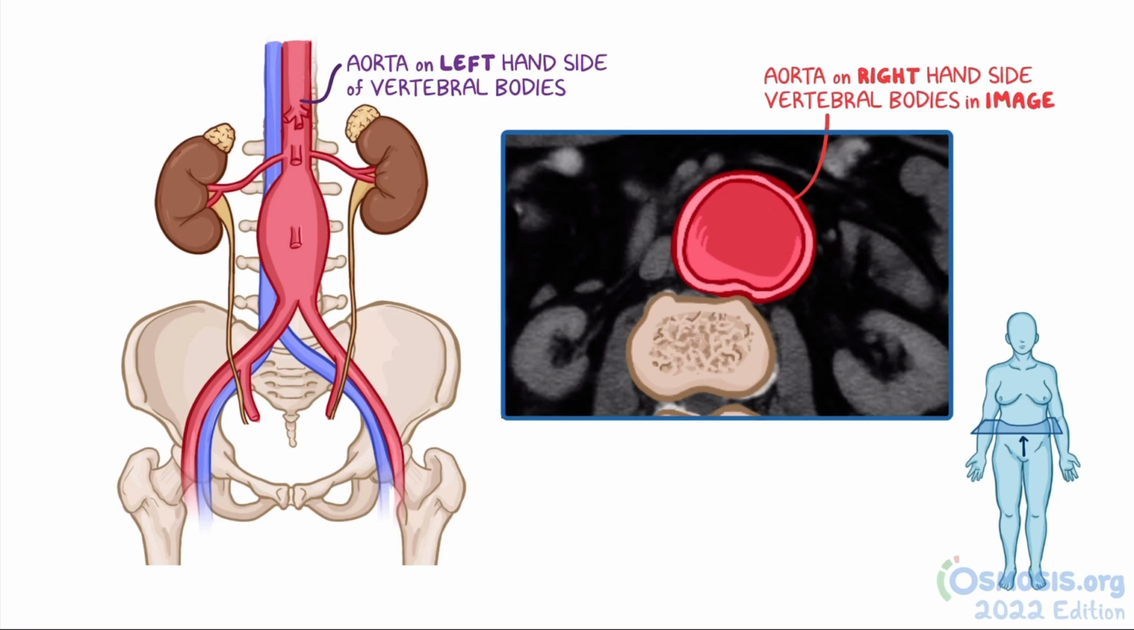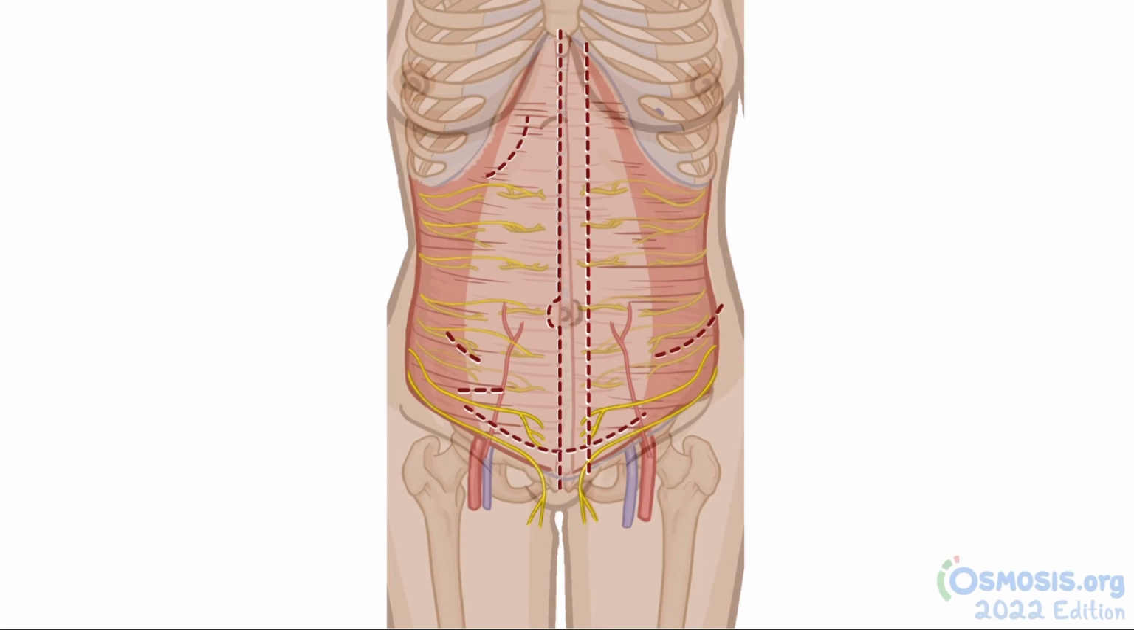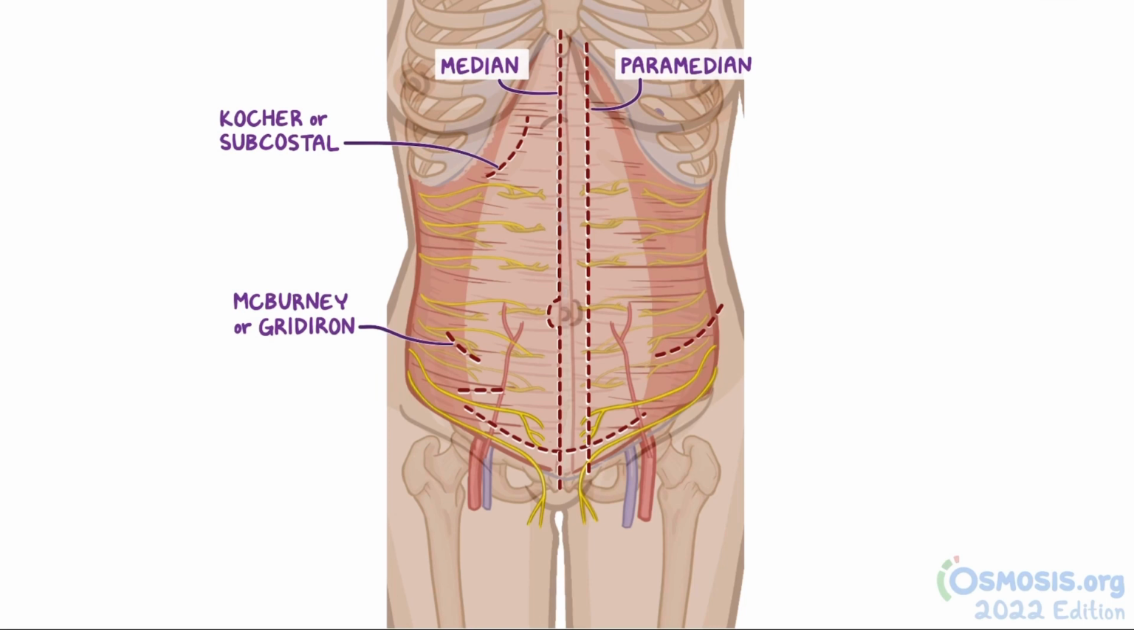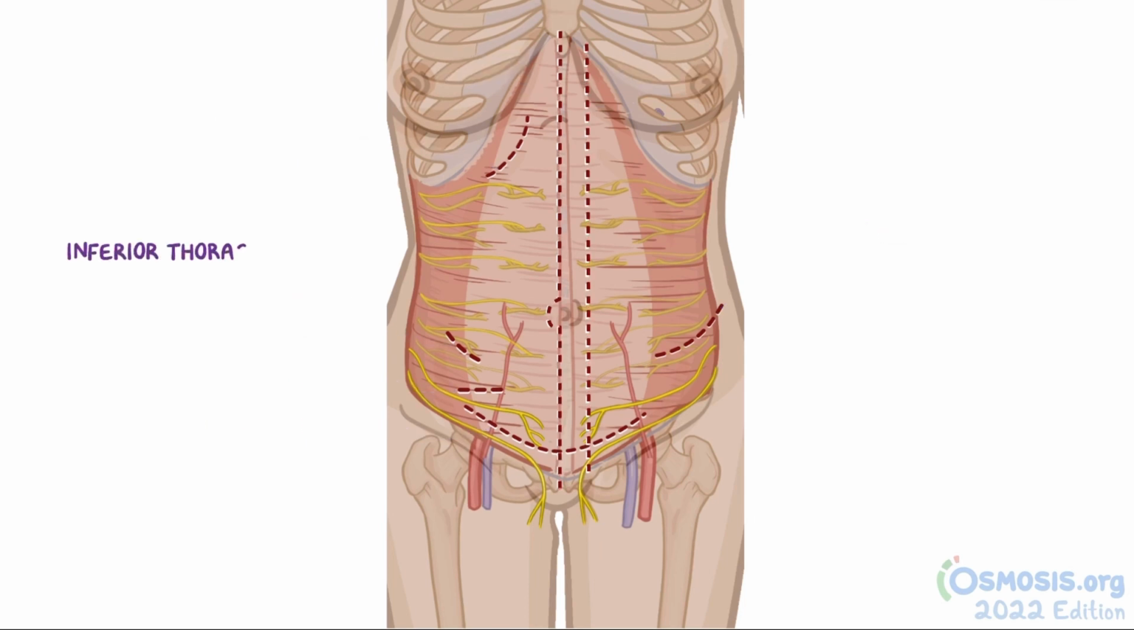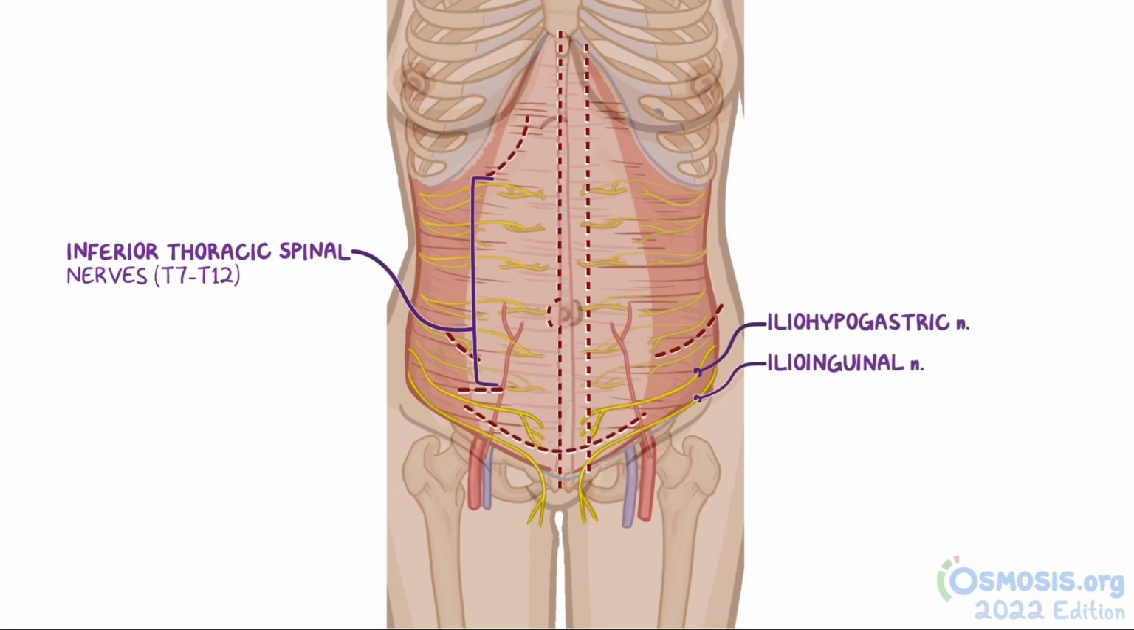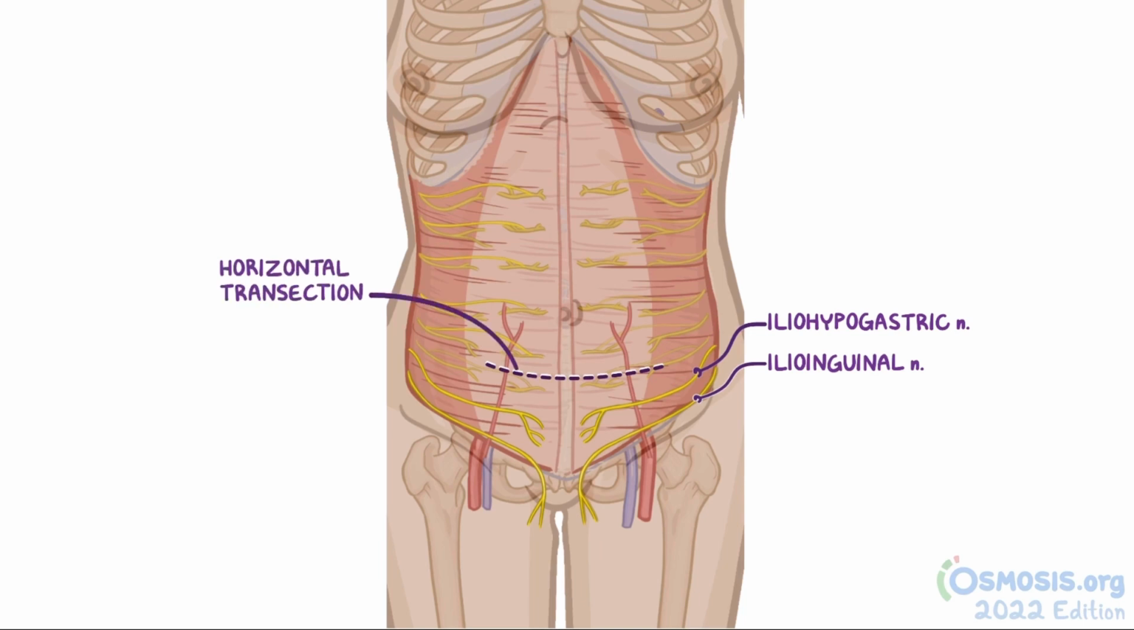Alright, as a quick recap, different surgical incisions are used to access the abdomen for different surgical procedures. These include the Kocher or subcostal incision, median or paramedian incision, the McBurney or gridiron incision, as well as the Lanz, Pfannenstiel, and Rutherford-Morison incisions. During abdominal surgery, the inferior thoracic spinal nerves, as well as the iliohypogastric and ilioinguinal nerves, can be injured. During a horizontal transection of the rectus abdominis muscles, the inferior epigastric arteries need to be ligated to avoid hemorrhage.